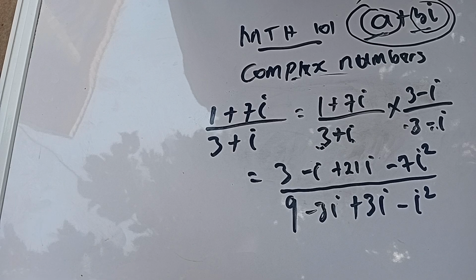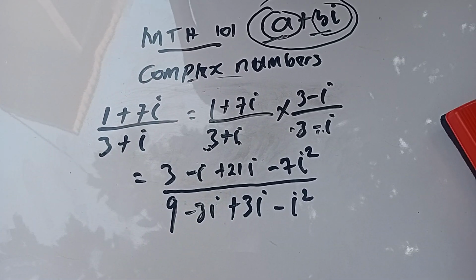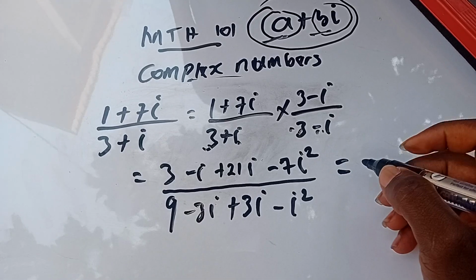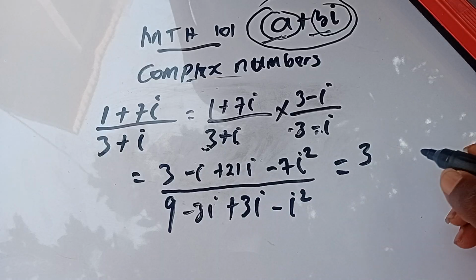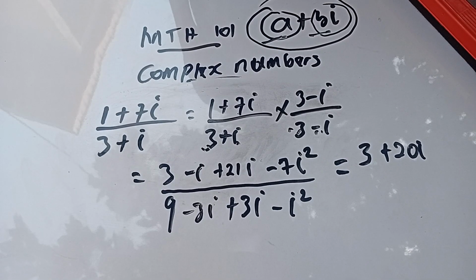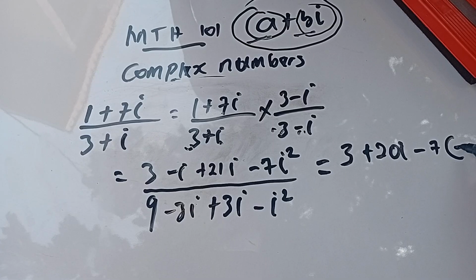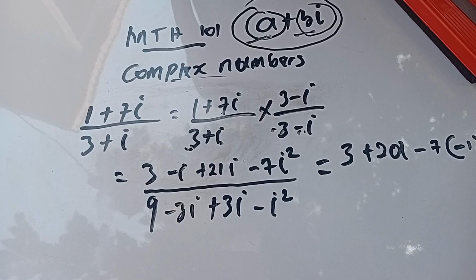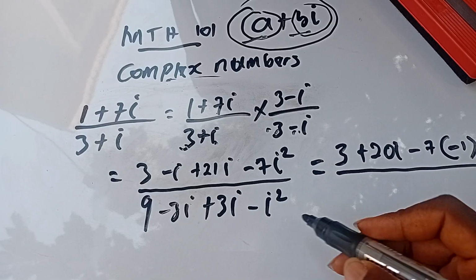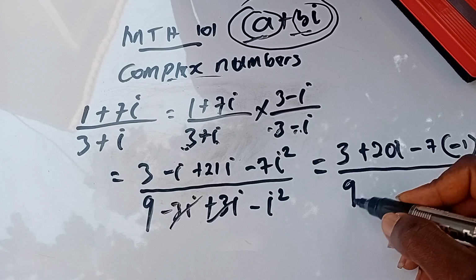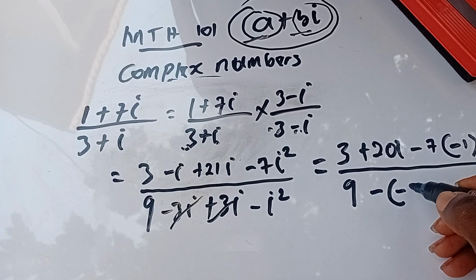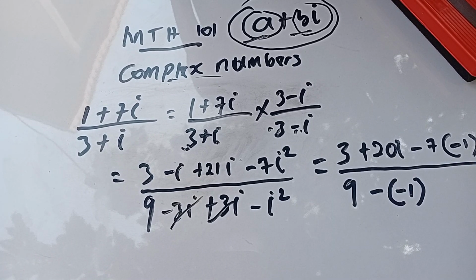So at the end of the day, we are going to get 3 minus i plus 21i, that's plus 20i, minus 7 i squared. What is i squared? I told you earlier that i squared equals minus 1. I proved it earlier. So divided by, now these two cancel, so we have 9 left. 9 minus i squared, and i squared is minus 1.